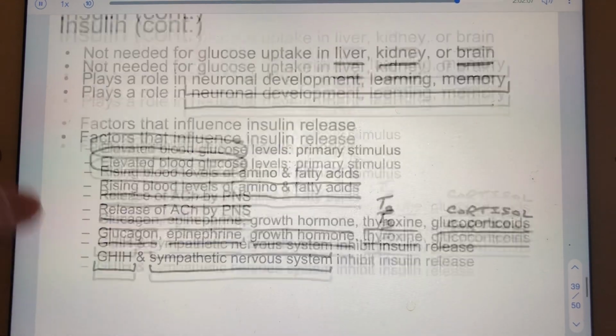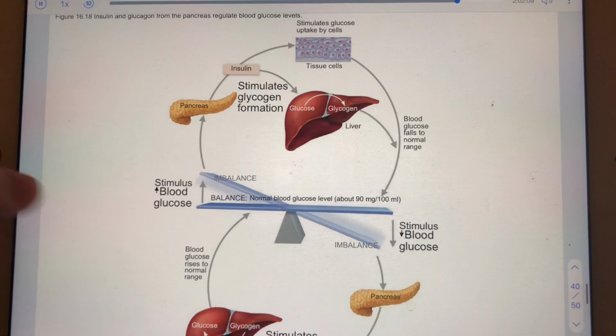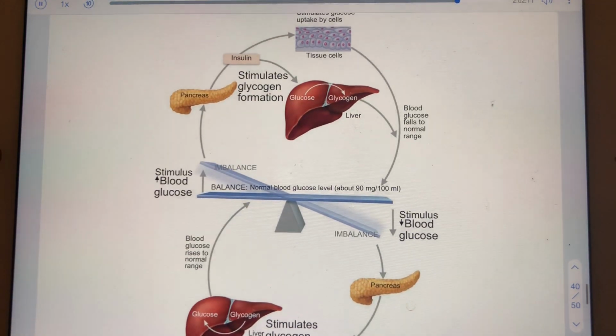Slide 41 is just one of those homeostatic balancing beam illustrations that are included in our chapters when we're talking about homeostatic imbalances. But I think you'll be okay. I don't need that particular one personally.